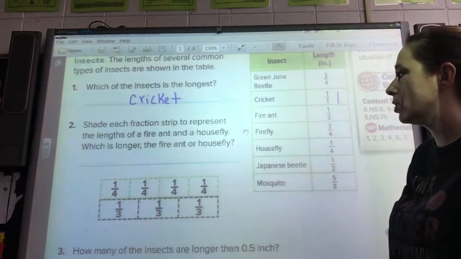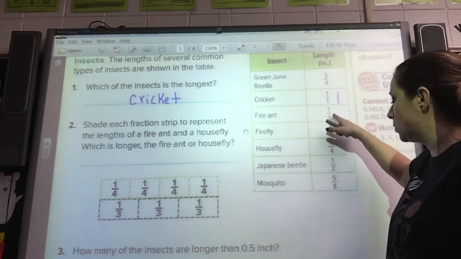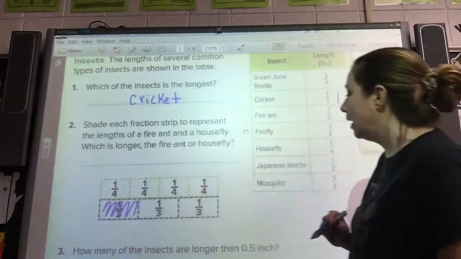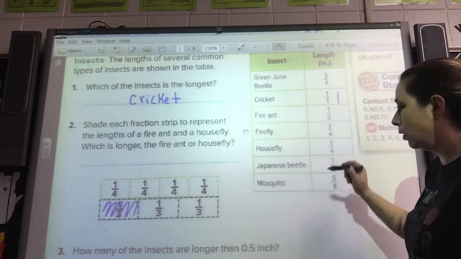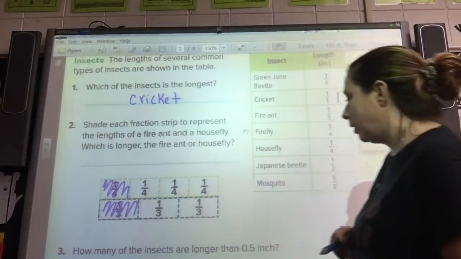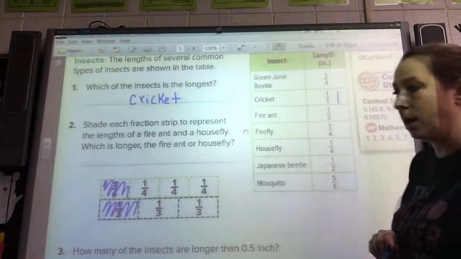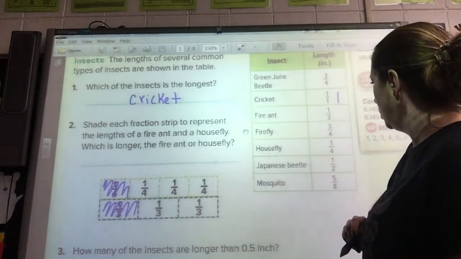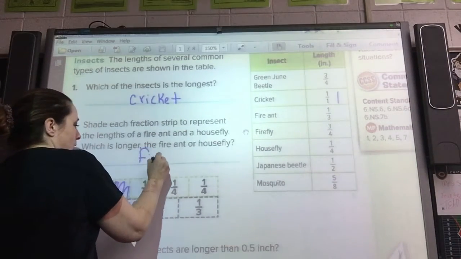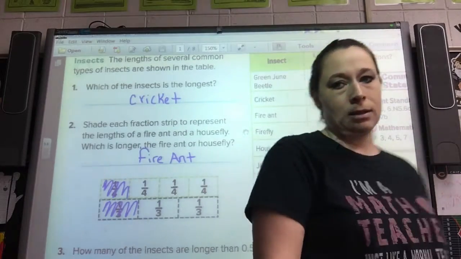Then it says shade each fraction strip to represent the lengths of a fire ant and housefly. So fire ant is 1/3, and a housefly is 1/4. There you go. All right. Which is longer, the fire ant or the housefly? The fire ant. Those suckers bite too. They're not very nice ants. They're red and they're mean.